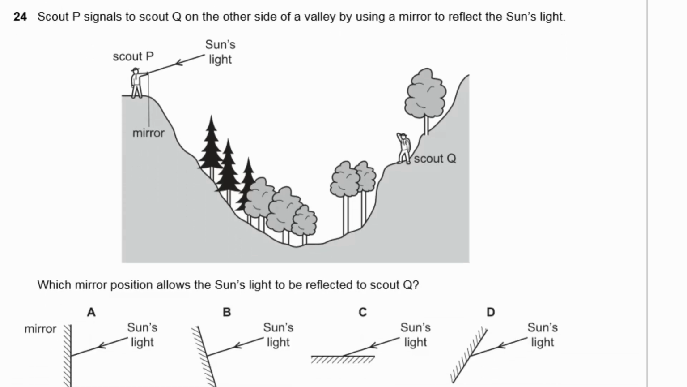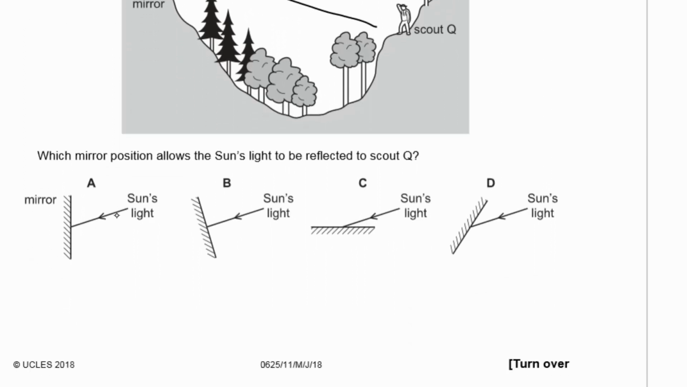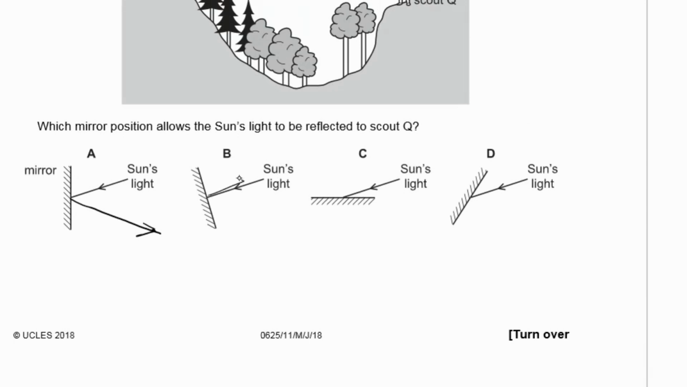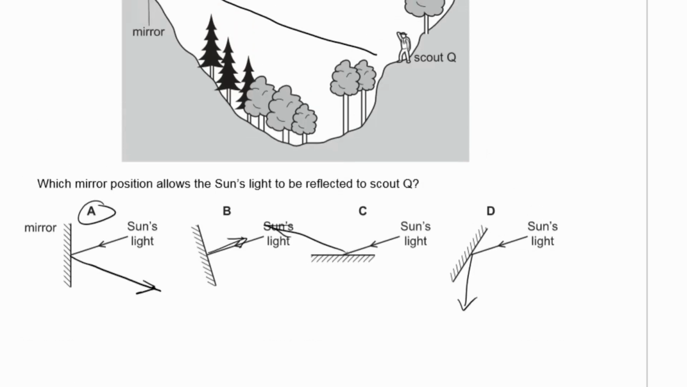Alright. 24. Scout P signals to Scout Q on the other side of a valley using the mirror to reflect the sun's light. Which mirror position allows the sun's light to be reflected to Scout Q? Well, we want it to come down in this direction, so let's see which mirror will give us that option. Sun comes in, hits this mirror, bounces off down here. That's looking pretty good. For B, it's going to bounce back pretty much the way it came from. C, it's going to bounce over in that direction, no use at all. And D is going to bounce straight down into the ground. So we're going to want option A to bounce it back in the right direction.